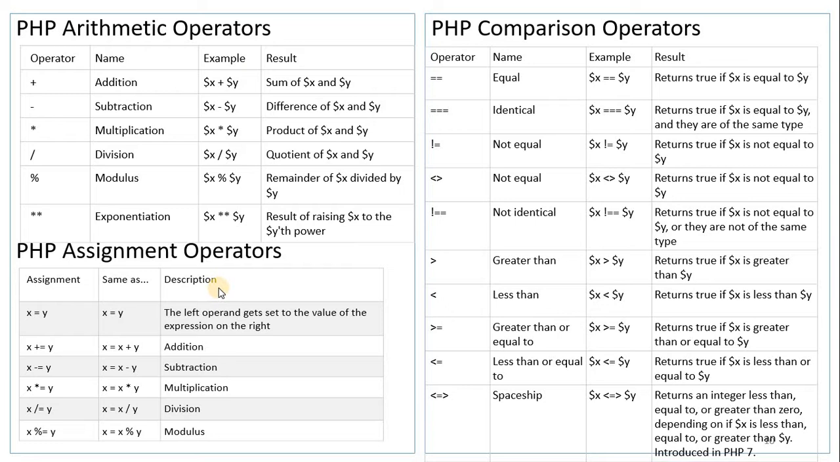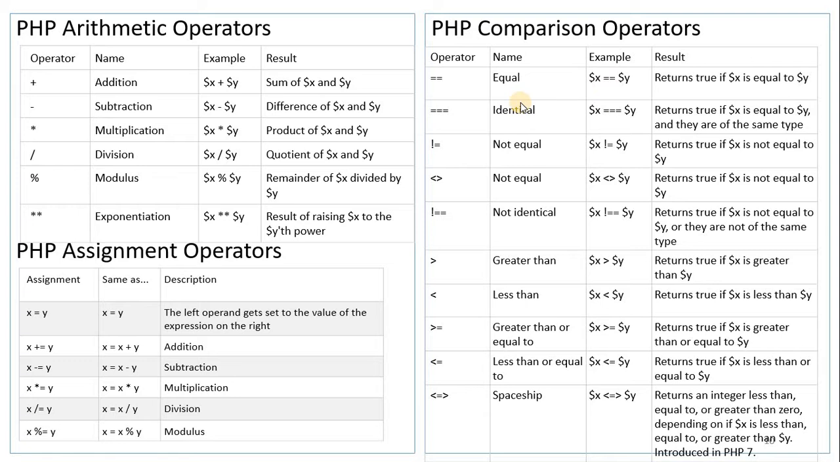The next one is PHP assignment operators. Assignment operators are used for assigning some value. So x is equal to y means we are going to assign the value of y to x. x plus equal to y is similar to x is equal to x plus y. x minus equal to y is similar to x is equal to x minus y. In a similar way we have x star equal to y, x slash equal to y, and x modulus equal to y. So these are the different assignment operators we have in PHP.